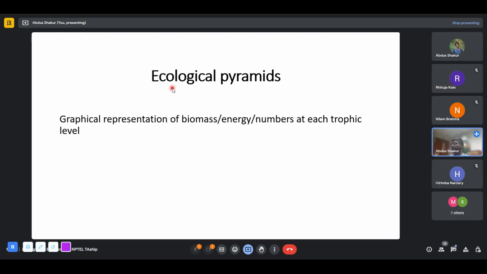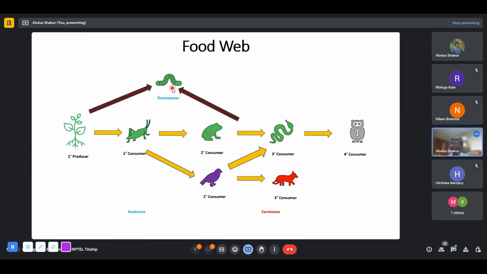So these are basically nothing but graphical representations of how biomass, energy, or numbers at each trophic level change. So we call this a single trophic level. If they are present in a single level, it's called a single trophic level. So frog and bird here are in a similar trophic level.